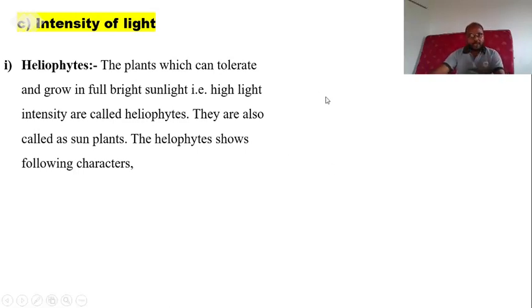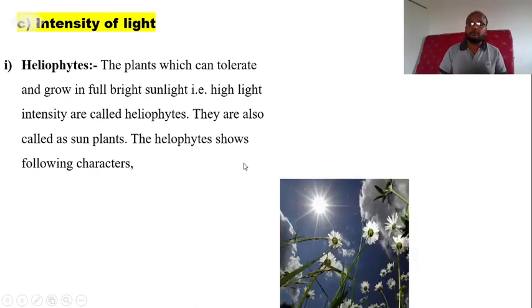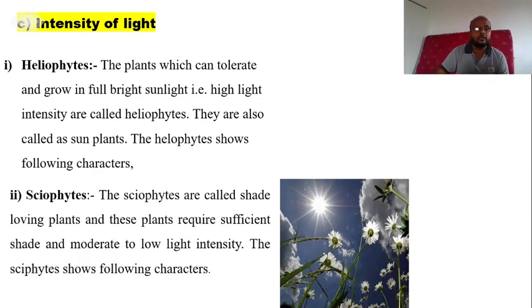That means the heliophyte, the plant which can tolerate and grow in full bright sunlight, that is in high light intensity, is called a heliophyte, and it is also called a sun plant, or a sun loving plant. And this heliophyte shows important characters like deep penetrated roots and harder mechanical tissue. So such characters are found in the heliophyte.